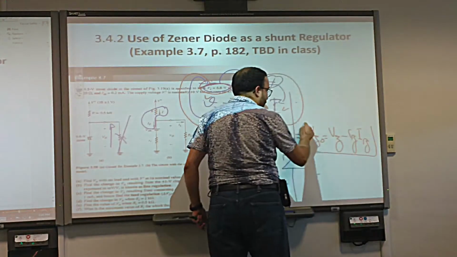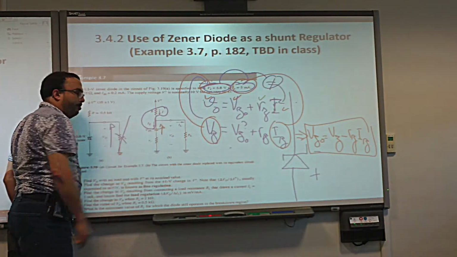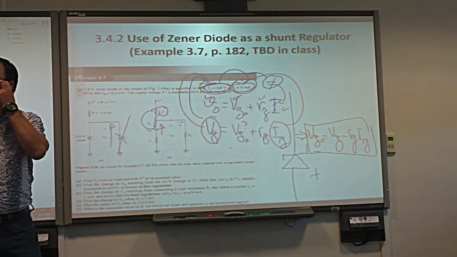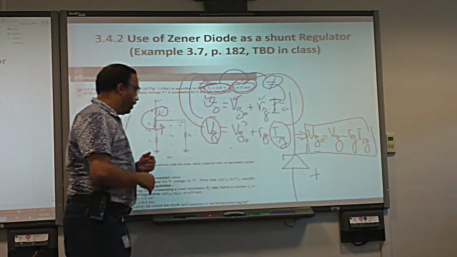Good? Yes. But the story is not finished. So we just found this voltage, which is constant. Understand? Good. Very good. Did we finish? No, we didn't.